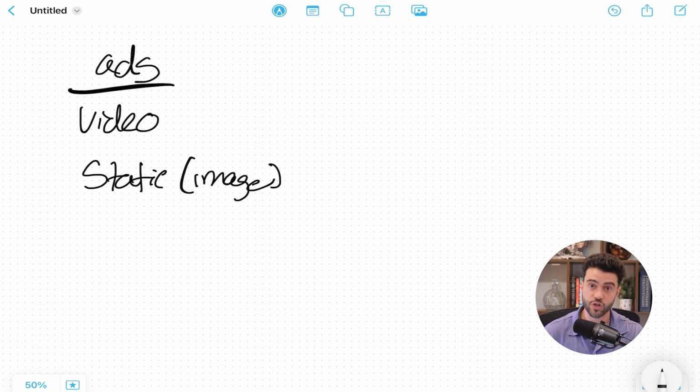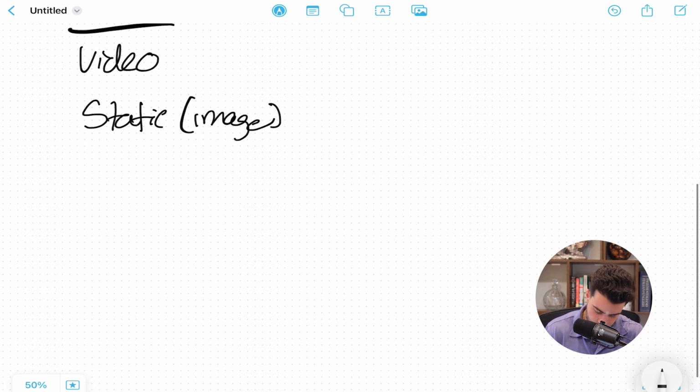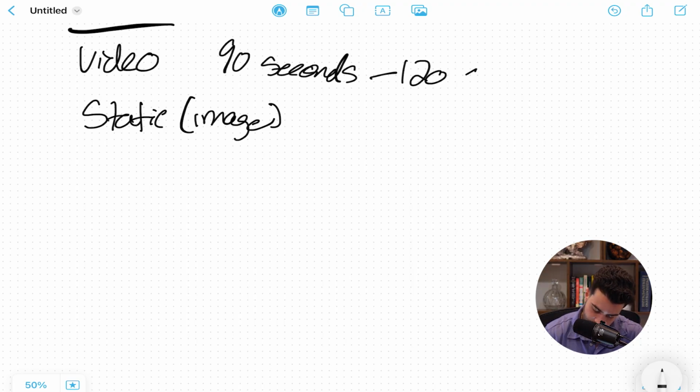Now, for the structure of these ads, they're going to follow a very similar structure. And to basically think about the difference between the two is that a static, you have to be much more concise, whereas a video, you can speak anywhere from 90 seconds to 120 seconds, right? Those are the best performing ad lengths that we figured out.